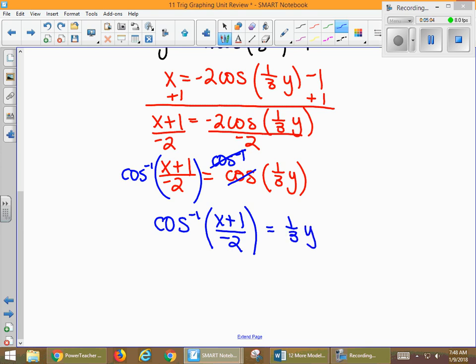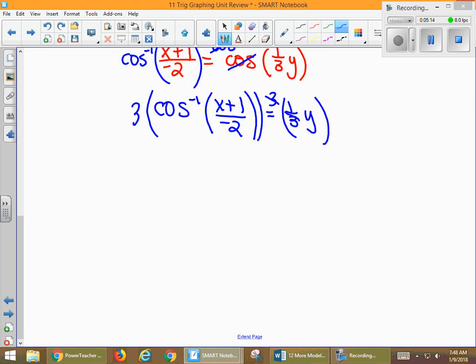And then to get the y all by itself, you need to multiply by 3. And you can really just write that out front of your cosine. 3 arc cosine x plus 1 over negative 2 equals, oops, sorry, that should be a y.